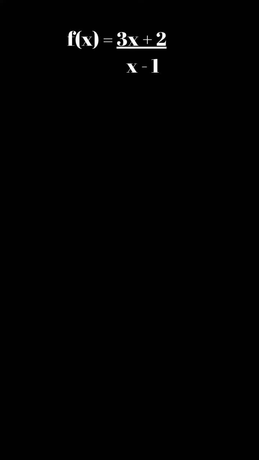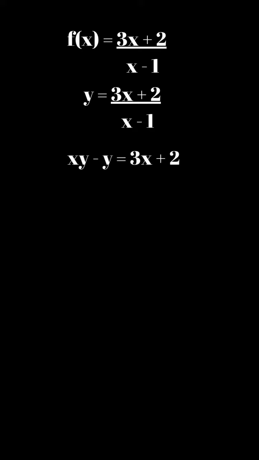To solve the problem, the first thing to do is to replace f(x) with y and copy the rest of the equation. Next is to cross multiply x - 1 to the other side, and when combined with y, we will have the equation xy - y = 3x + 2.